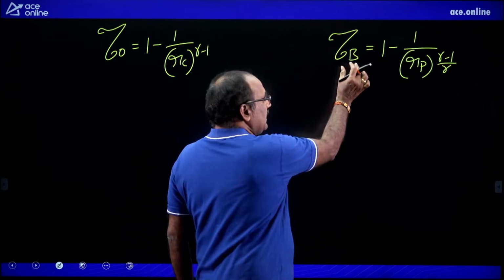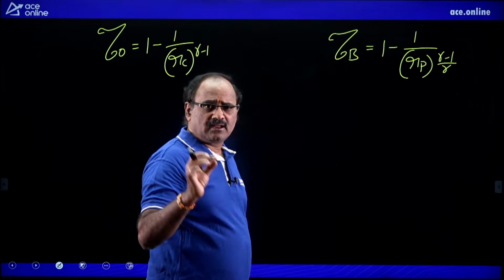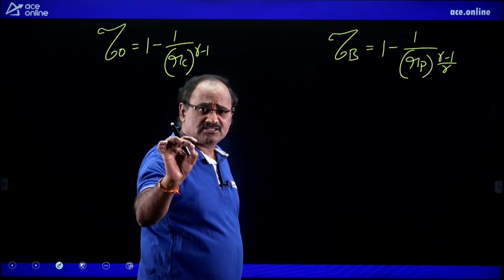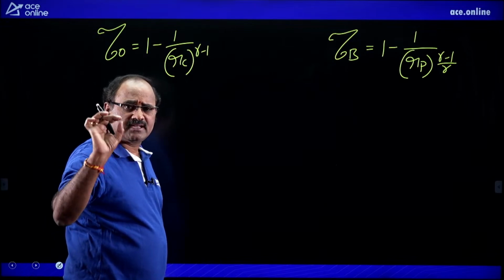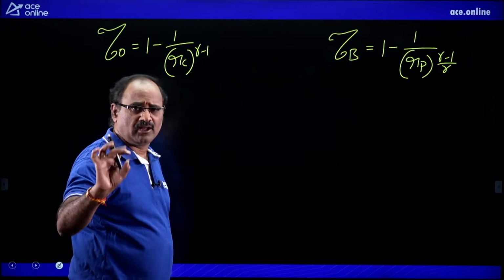For the Brayton cycle, heat addition and heat rejection both take place at constant pressure. Whereas for the Otto cycle, both heat supplied and heat rejection take place at constant volume.